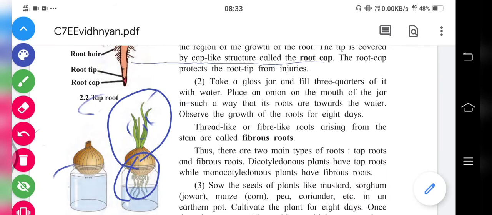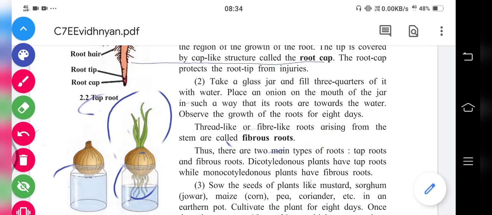The thread-like or fiber-like roots arising from the stem are called fibrous roots. These also come from there. That's called a fibrous root. These are another type of root. Are you understood that? I will explain that. So these are the fibrous roots.